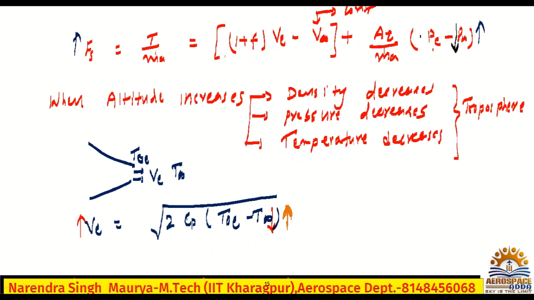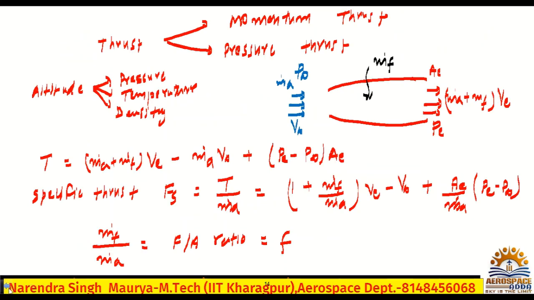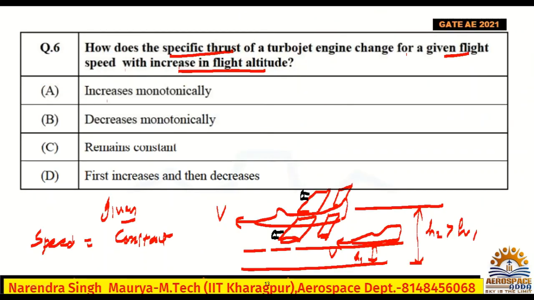Because VE is increasing, because altitude is increasing, and this whole bracket is also increasing, the overall effect is that the specific thrust will be increasing. No chance of decrement of the specific thrust. What is the correct answer? Increases monotonically, decreases, remains constant, thrust increases then decreases, so the others are wrong. What is the correct answer? Option A. Answer is option A. Hope you all understand this.